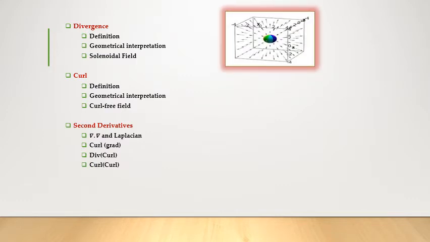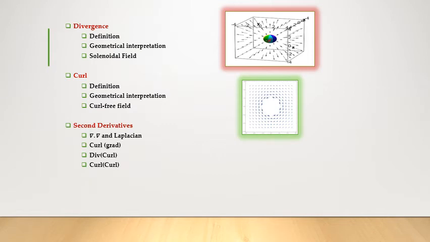Divergence is, as it sounds, how much field or its flux is coming out of the point of interest. Let me say this is the point of interest, then how much field is coming out or flux. That quantity we are going to define later. Then curl is how a field is rotating near a point of interest.